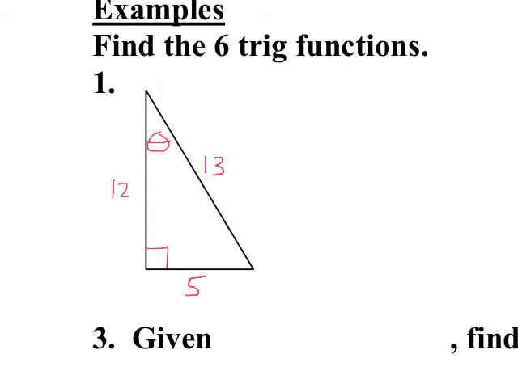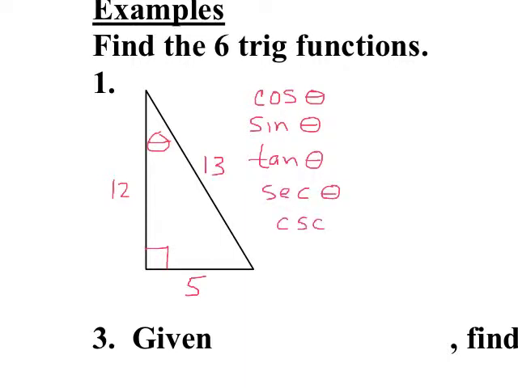So let's start with, I'll list them first. We have cosine of theta, sine of theta, tangent of theta, secant of theta, cosecant of theta, and cotangent of theta. And now notice the abbreviations for those last 3: secant, cosecant, and cotangent. So let's just start by listing them. Okay, cosine. Cosine is adjacent over hypotenuse. So that would just simply be 12 over 13.